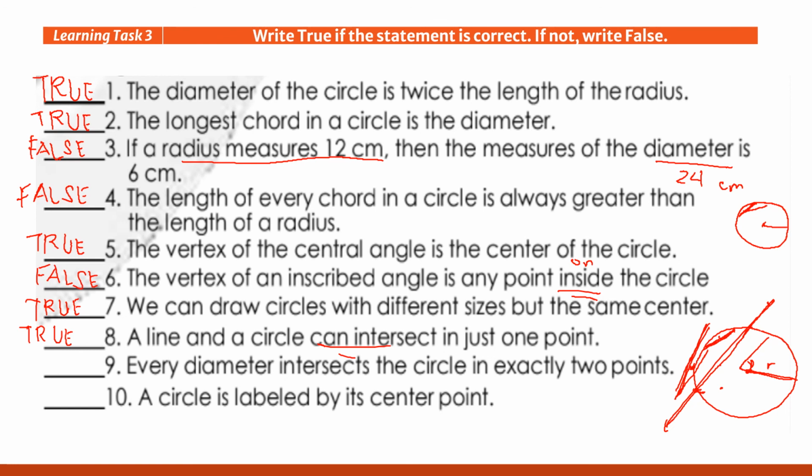Okay? Next, every diameter intersects the circle in exactly 2 points. So, every diameter intersects the circle in exactly 2 points. Yes, it is. Hindi naman po pwedeng maging 3. Hindi rin pwedeng maging 1. Dapat 2 lang. And a circle is labeled by its center point. So, ano yung ating letter na ginamit sa center? Yun ang magiging name of a circle. Kaya, this one is true. Okay?